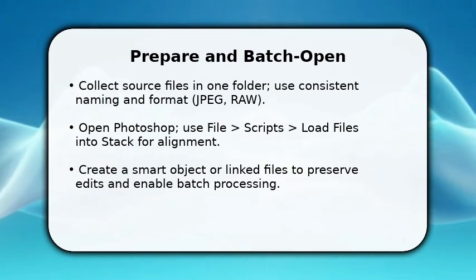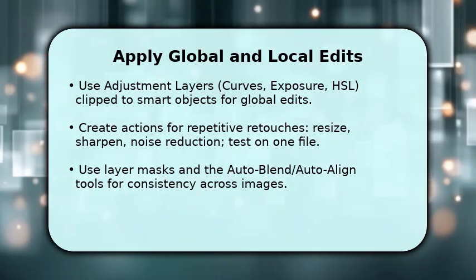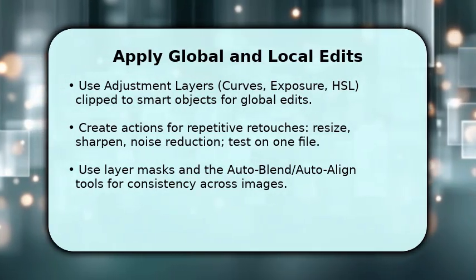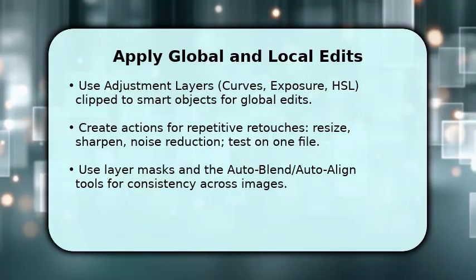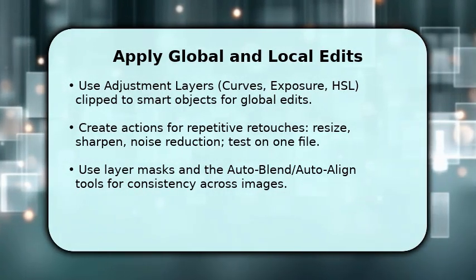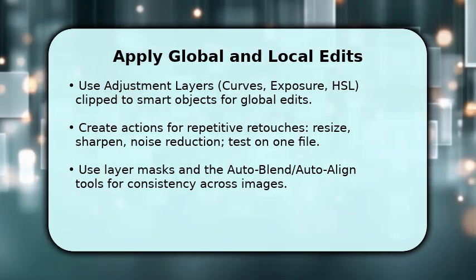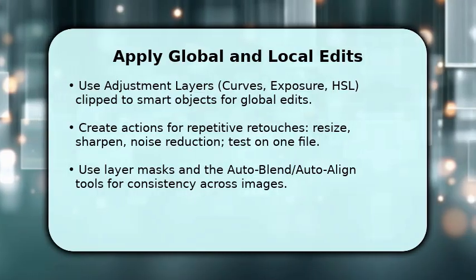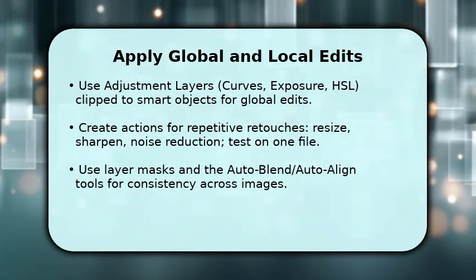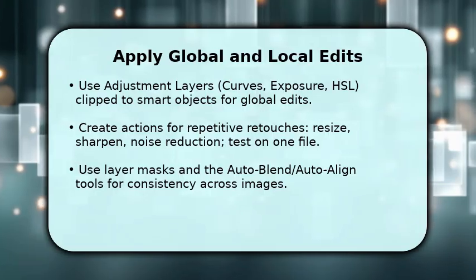You now apply global corrections via adjustment layers, curves, exposure, and HSL, clipped to smart objects so every photo inherits the same base tweaks. Next, record an action for repetitive tasks like resize, sharpen, and noise reduction, then run it on a sample layer to confirm results. Once verified, stack select layers and use auto-align or auto-blend for perspective and focus consistency.